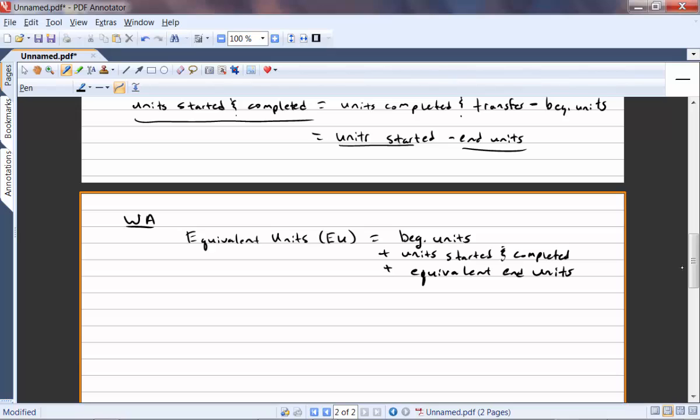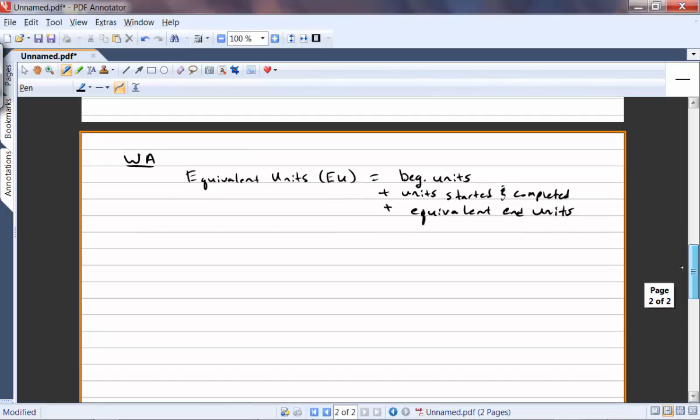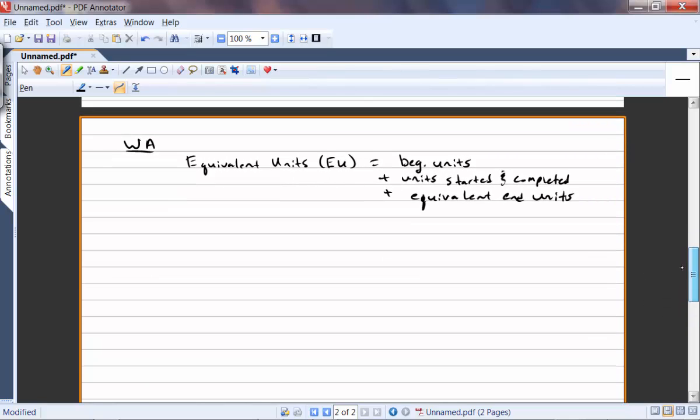and just tries to calculate how many more units, in an equivalent sense, we have to take from being 0% done to 100% done. But weighted average assumes we have to take all the beginning units from 0% done to 100% done, because it assumes all of them are 0% complete. So that's the only difference between weighted average and FIFO. And that difference causes a difference in the estimation of the different costs that we're trying to estimate.